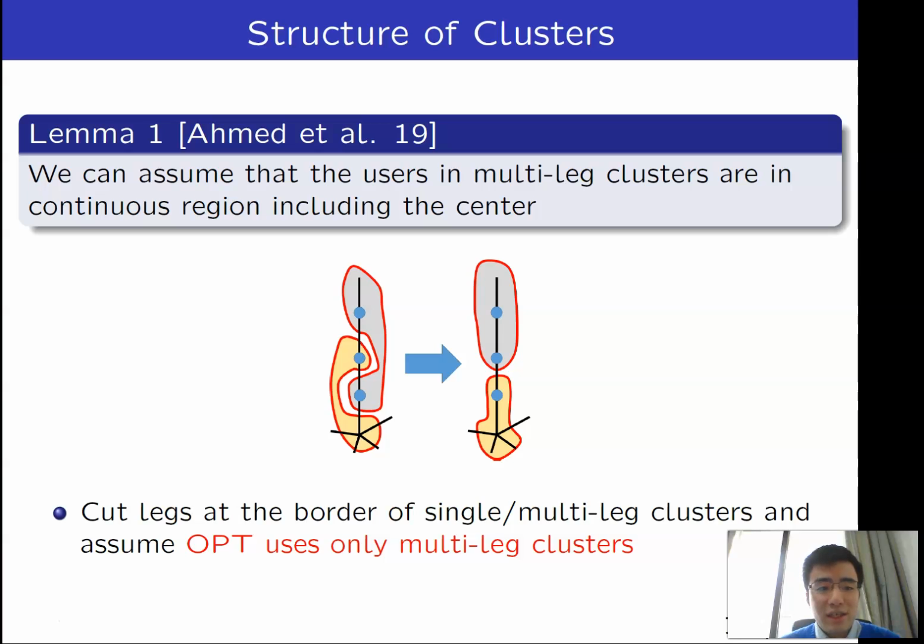Our first observation here is that we can assume the users in multi-leg clusters are in a continuous region including the center. It is because if two clusters cross like this, we can swap the users without increasing the objective value and without breaking a constraint. So we cut legs at the border of single and multi-leg clusters and assume that there is an optimal solution using only multi-leg clusters. That is, we concentrate on the inside of the border.